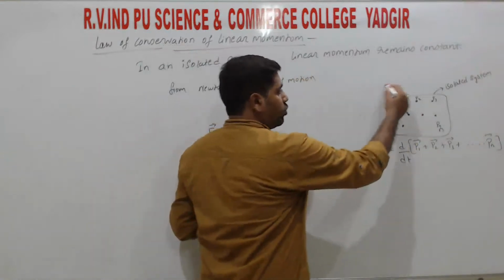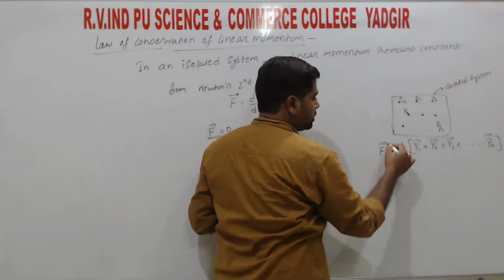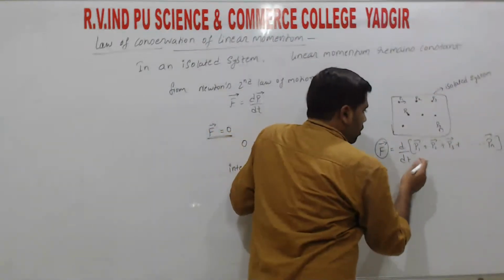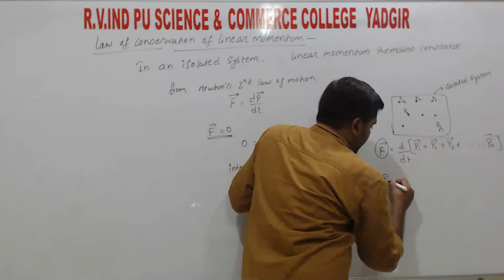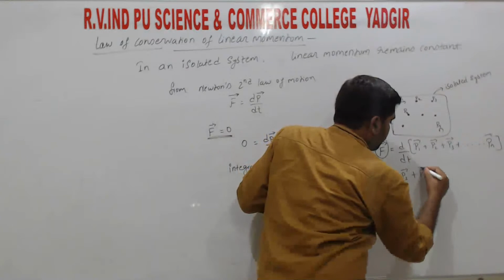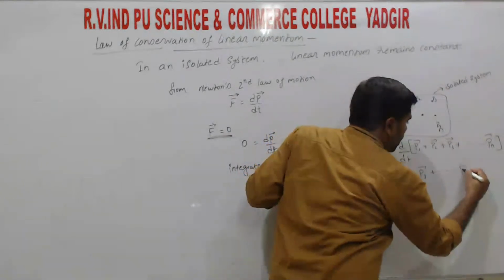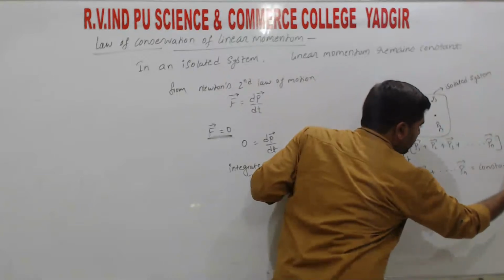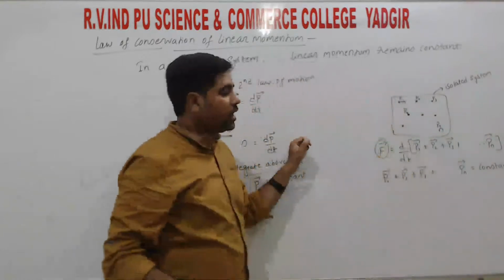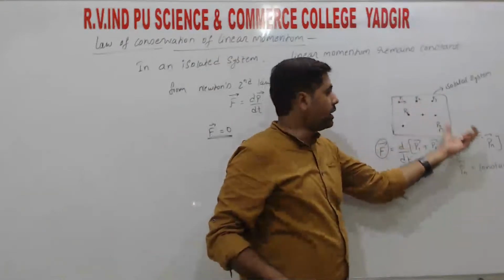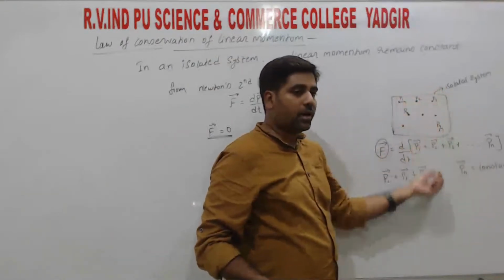Again, there is no net force acting on the system, so this force becomes zero. If we integrate this, we get P1 plus P2 plus P3 and so on up to Pn is equal to constant, or remains the same. That means all these values will not alter in this system, right?